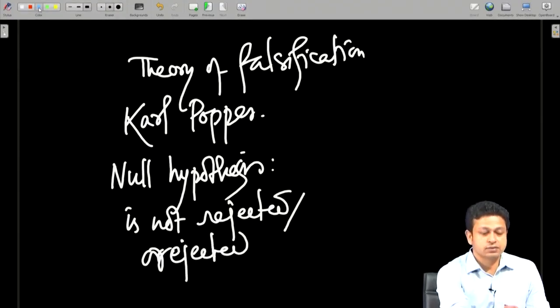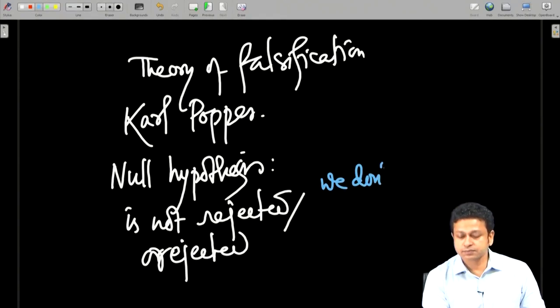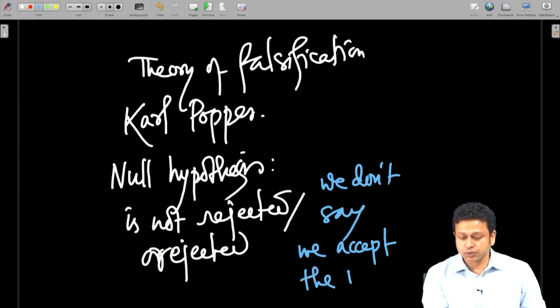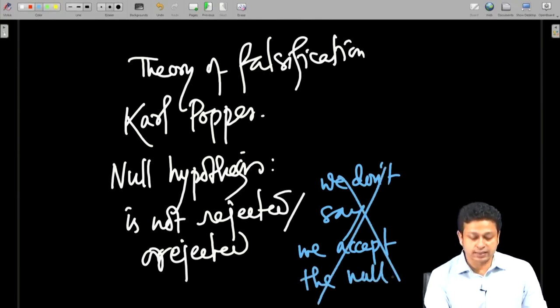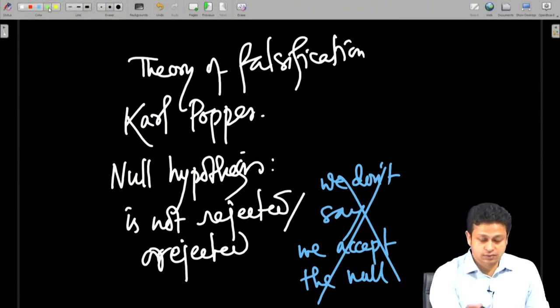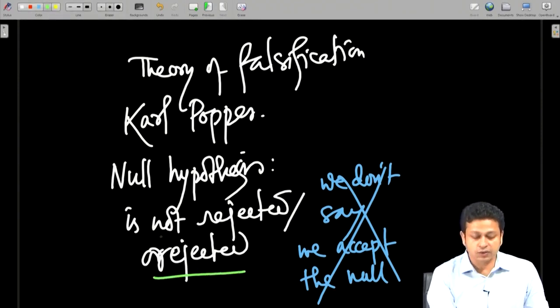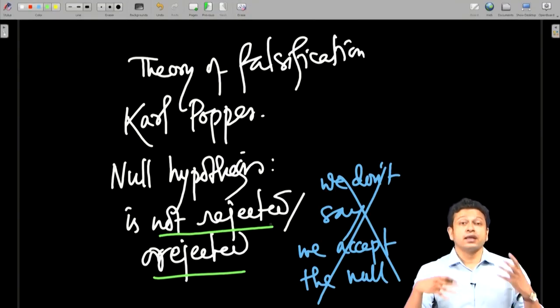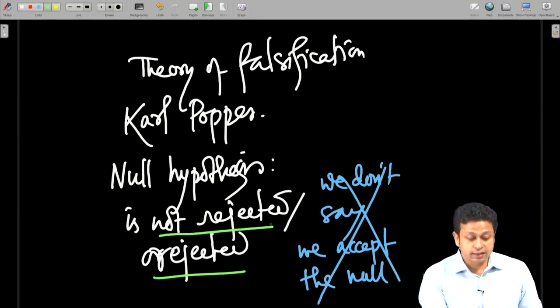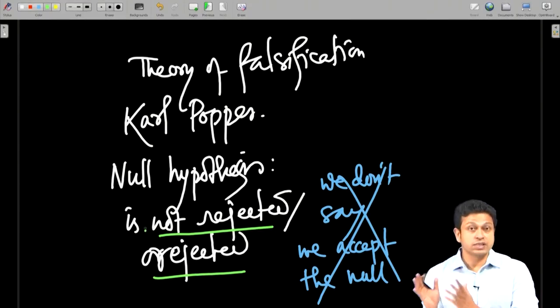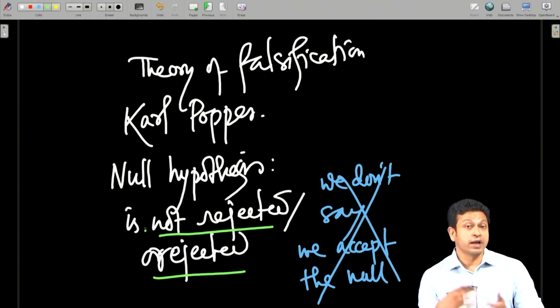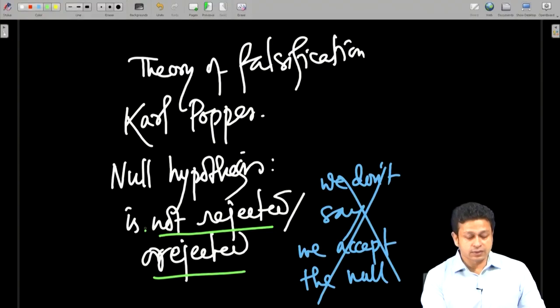but we don't say we accept the null, we don't say that. We either say we reject the null, or we say we don't reject the null. So, basically it means that given the evidence I have, I cannot reject the null, right, because it is always dependent on the evidence I have. It is always dependent on whether I could have gathered more evidence to see if the swan is of a different color, right. So, that is basically the idea of how we talk about the null hypothesis.